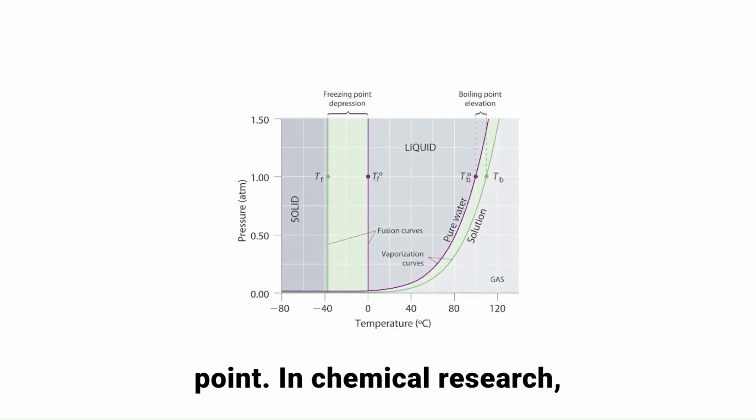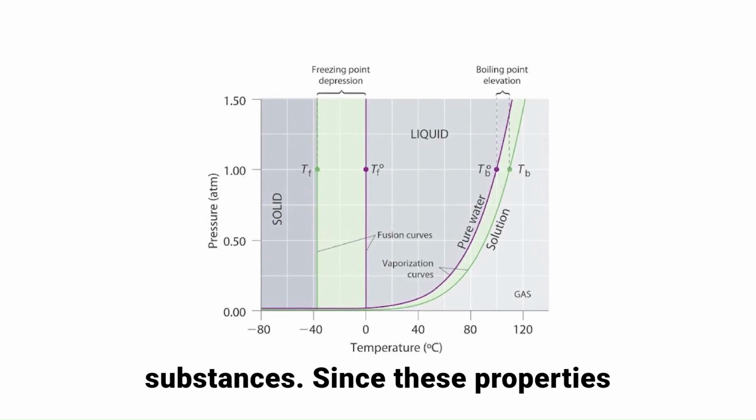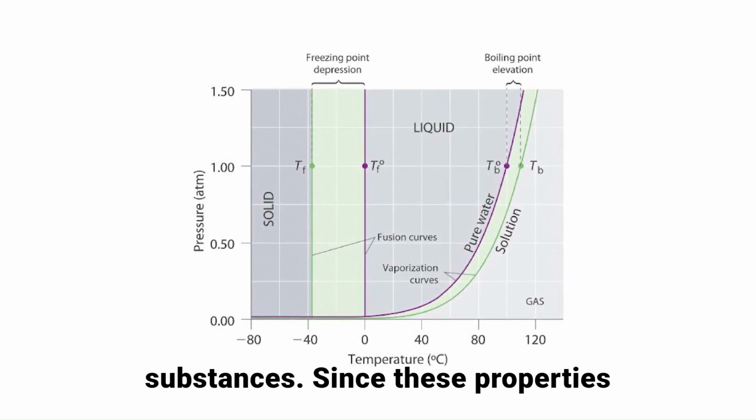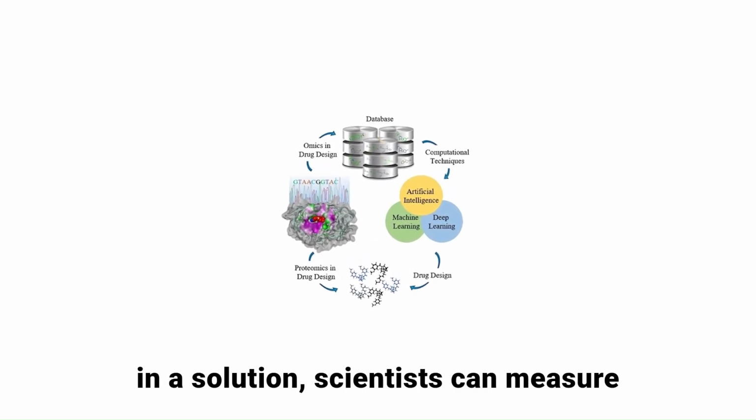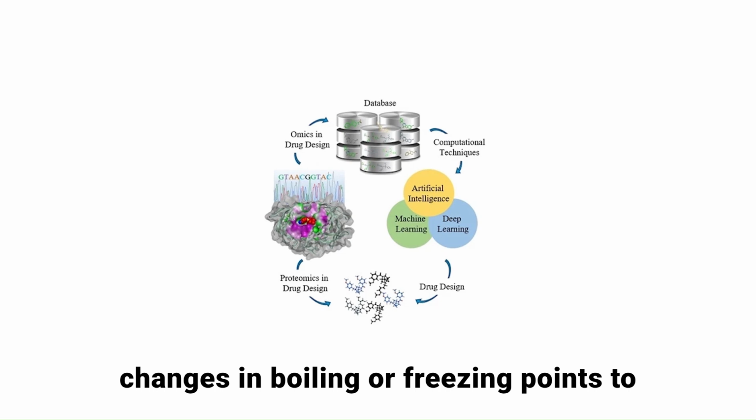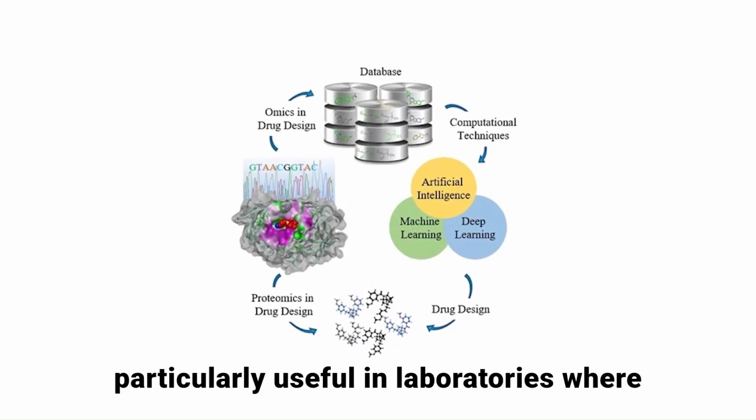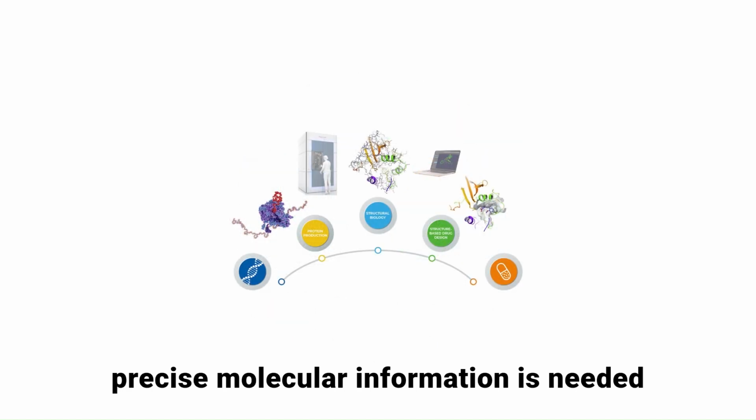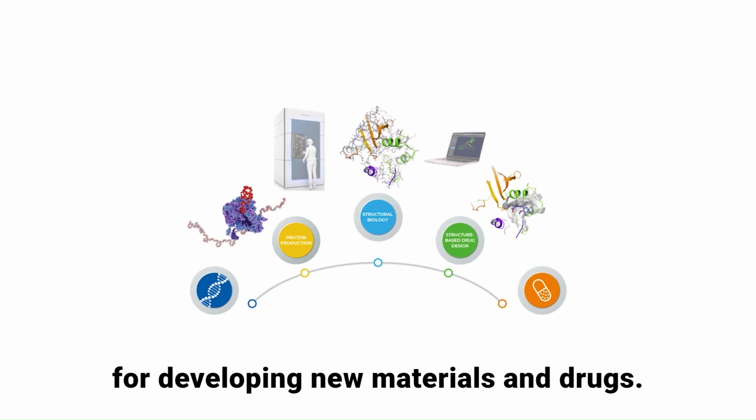In chemical research, colligative properties are used to determine the molar mass of unknown substances. Since these properties depend solely on the number of particles in a solution, scientists can measure changes in boiling or freezing points to calculate the molecular weight of compounds. This technique is particularly useful in laboratories where precise molecular information is needed for developing new materials and drugs.